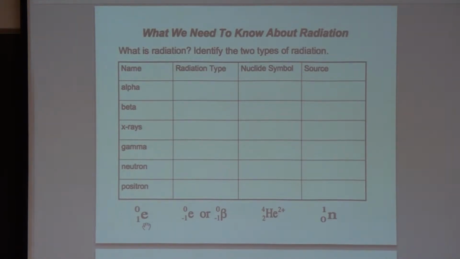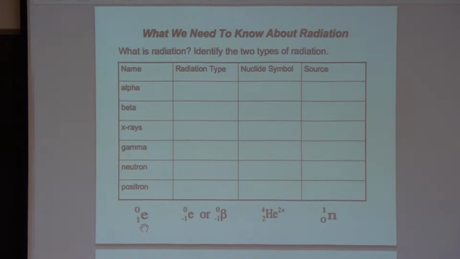This is a nuclide symbol for which type of radiation here? Positrons. Yes, for positrons. Note that a positron is actually a positively charged electron. So if you believe in matter and antimatter, an electron and a positron are examples of matter and antimatter. Then for a neutron, what's the nuclide symbol for a neutron? Yeah, so this one here is the nuclide symbol for a neutron.